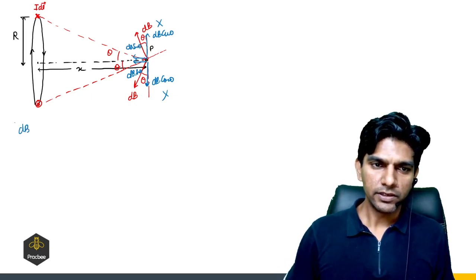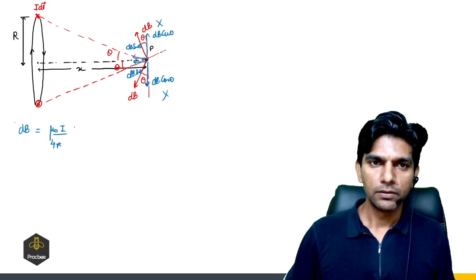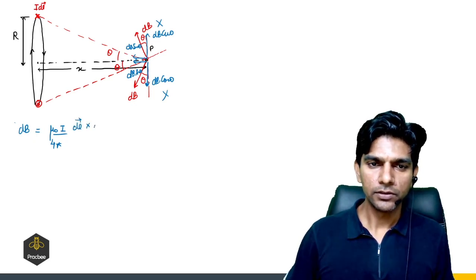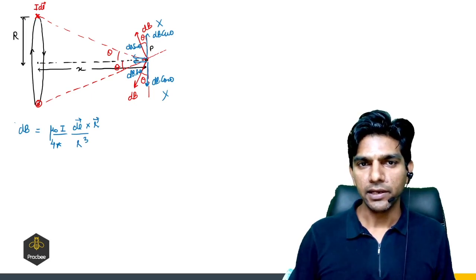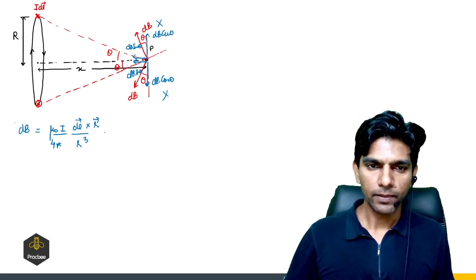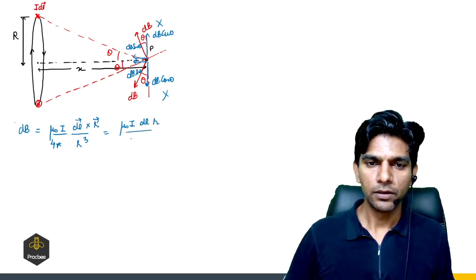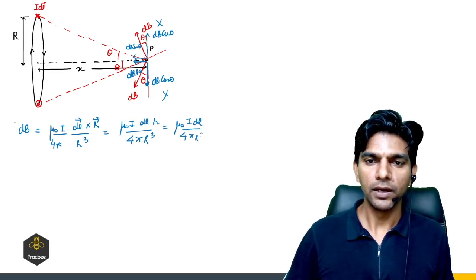So we know what is dB. dB will be mu naught I upon 4 pi, then dl cross R by R cube. Now in this case, dl and R vector are perpendicular to each other. So this will become mu naught I dl times R upon 4 pi R cube. So this can be written as mu naught I dl by 4 pi R square.